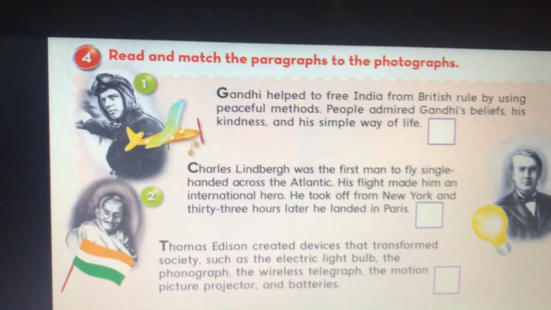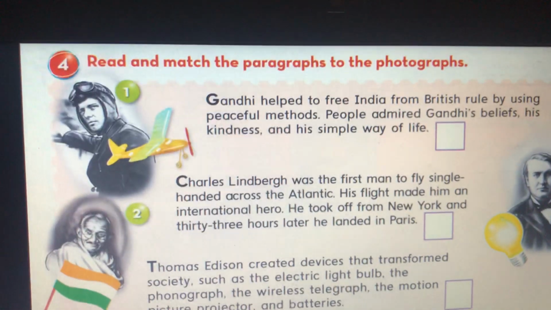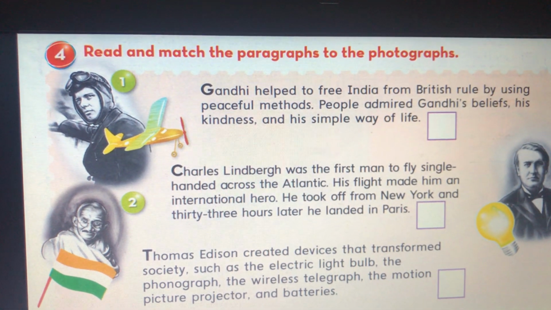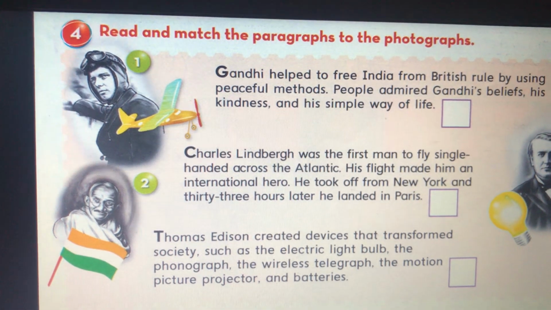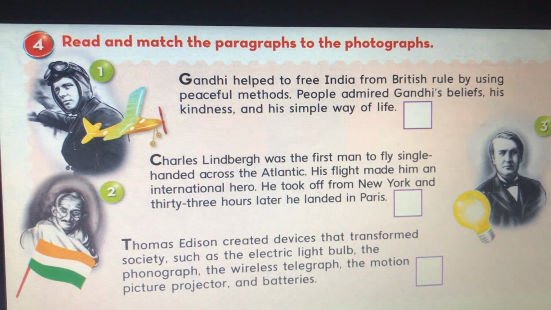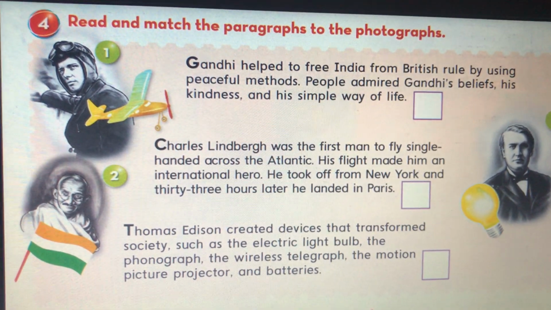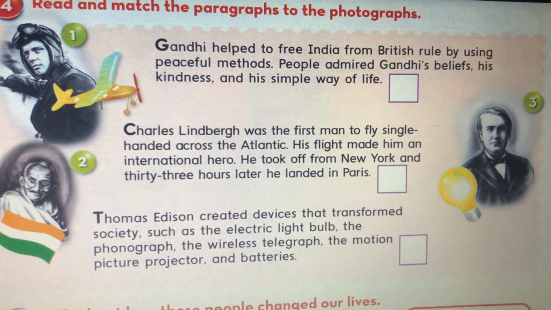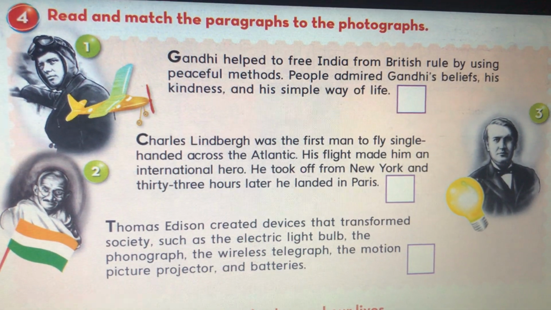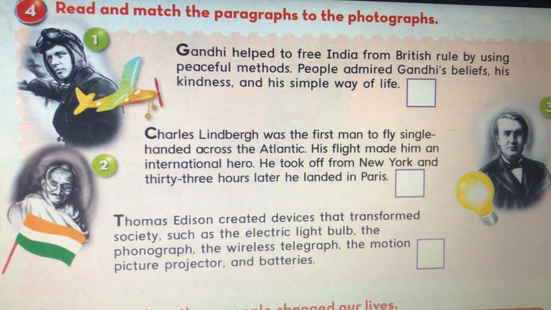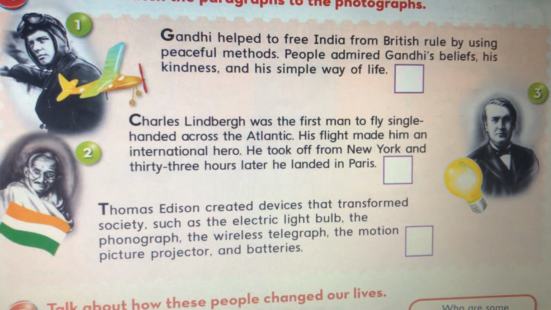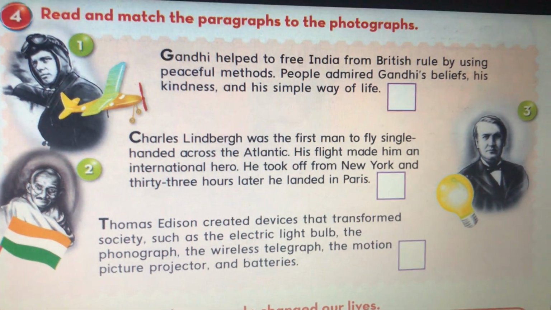Okay. Now let's read about some heroes or famous people. You remember we started this in the last lesson about heroes, الأبطال, heroes in science بالعلم, in politics بالسياسة, in inventions بالاختراع. Look, read and match the paragraphs to the photographs. We have 3 persons. We have Gandhi, we have Charles Lindbergh, and we have Thomas Edison. Read and match. I will read the first one for you.